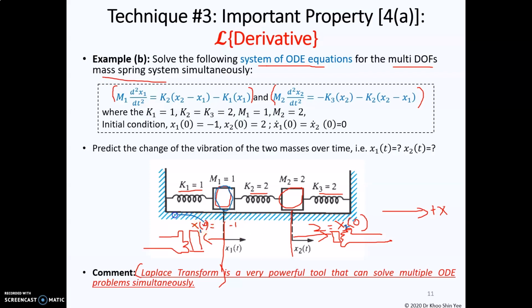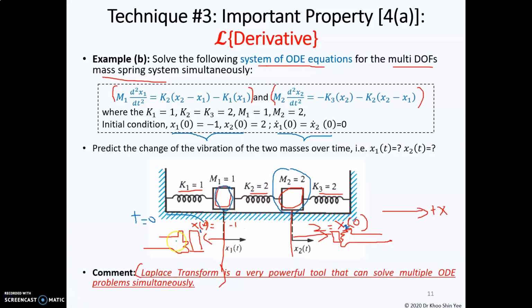So 0 here means that at time equal to 0, you hold the thing in this position x equal to -1. At the same time, on the right hand side, you have the mass 2, and the response due to mass 2 is given by x2. So at time equal to 0, you hold the thing at +2. This is the initial condition for x1 and x2. x1 prime and x2 prime is equal to 0, indicating the initial velocity is 0, which means you do not give any impact to the mass 1, mass 2 at time equal to 0.